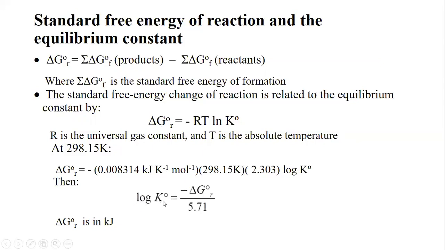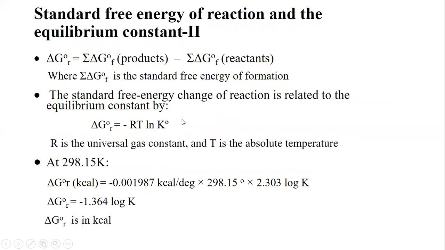Now, if we know the values of delta G of formation of all the products and reactants in any reaction we're interested in, we calculate from that delta G0 for that reaction. From that, we can calculate the value of K for that. So we have log K, and from log K, we can calculate K.